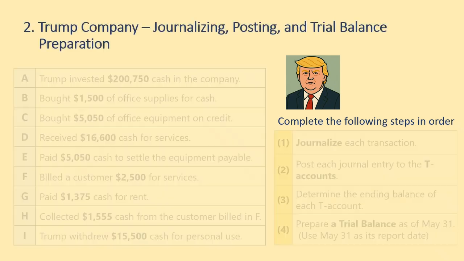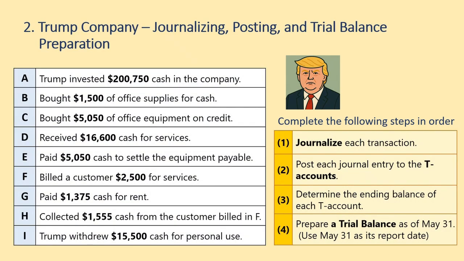Let's walk through the accounting process using Trump Company as our example. We have 9 transactions, labeled A through I, covering common business activities: investing cash, purchasing supplies and equipment, earning revenue, paying expenses, collecting receivables, and owner withdrawals.